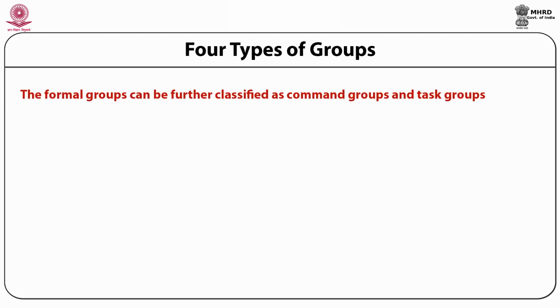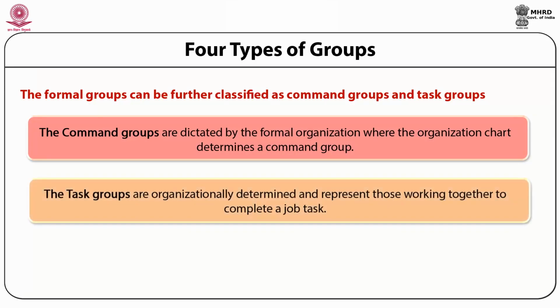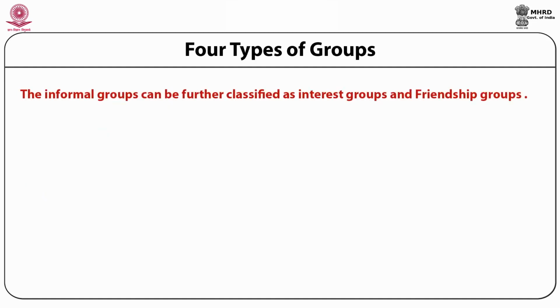As has already been explained to you, it's important again to be very clear as to the nature of the command groups. Let me tell you that command groups are dictated by the formal organization, where the organization chart, or to be more specific, the hierarchy in the organization determines a command group. In that, the task groups are organizationally determined and represent those working together to complete a job task. The informal groups, as has already been explained to you, are the interest groups or the friendship groups.